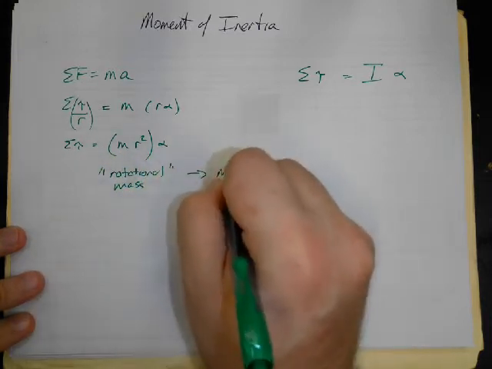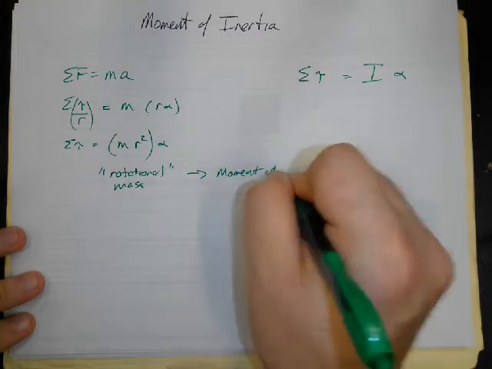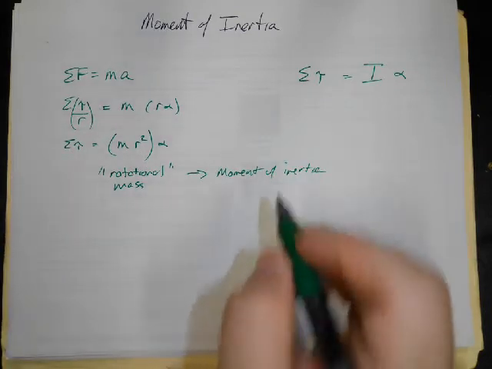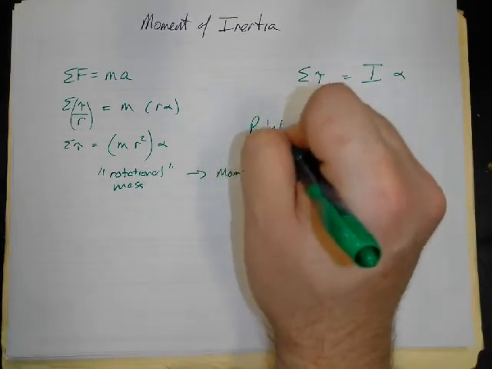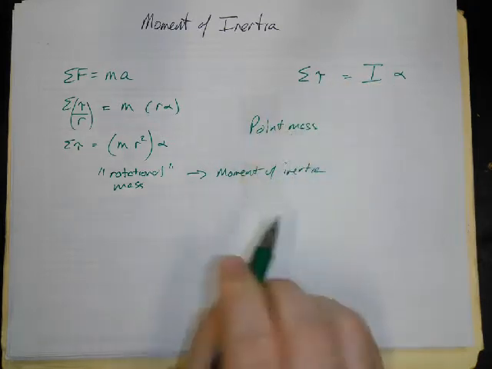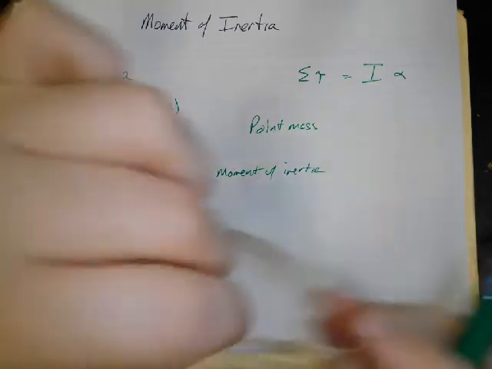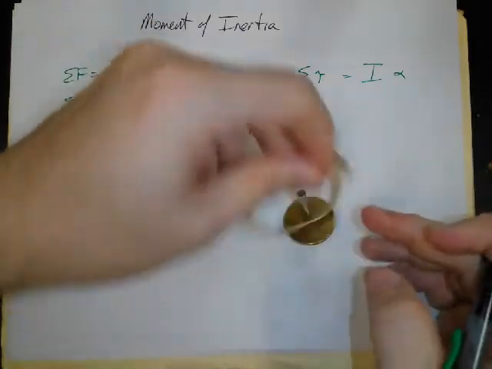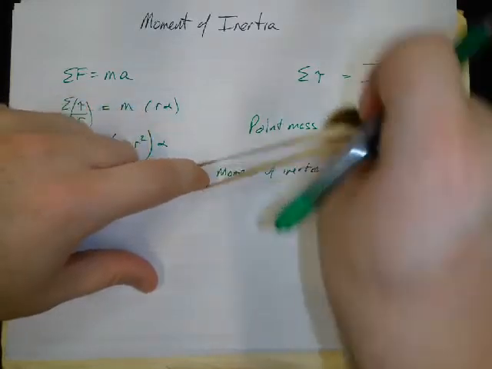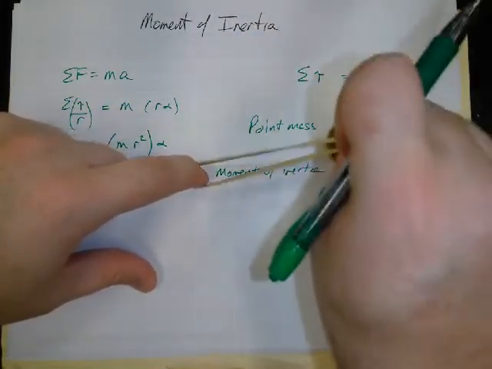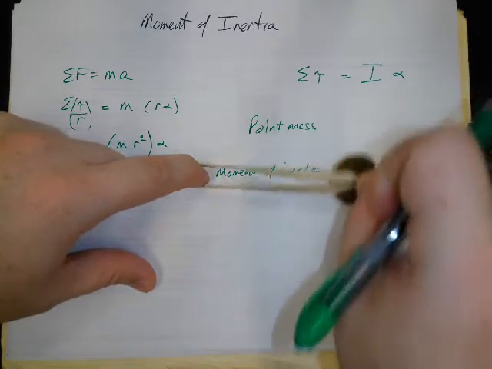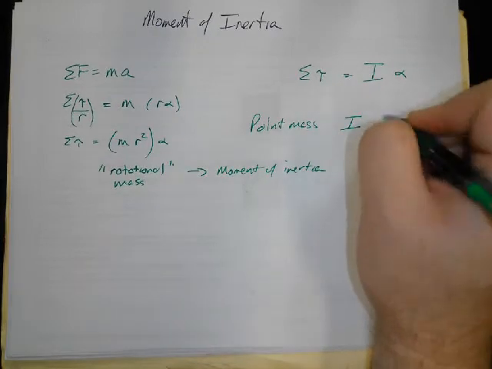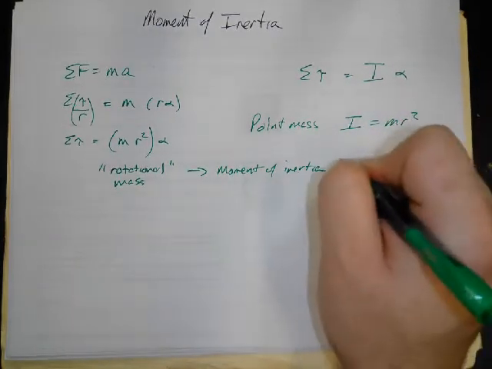So this is our rotational mass, which is our moment of inertia. The idea is if we have a point mass, something just going around, like here's a rubber band and our funny spinning mass going around my finger, all the mass is at one point, at the end of the rubber band. In that case, our moment of inertia, I, is mr squared.